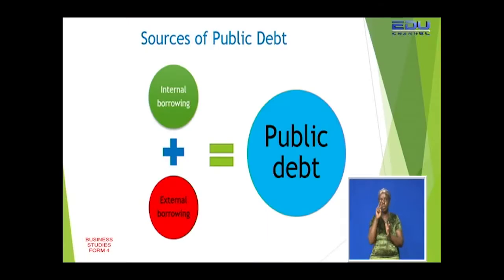Let us look at the chart below, the chart on our screen, which is showing us the sources of public debt, or rather, from where does the government borrow from? On the first circle, the two smaller circles, we have one which is green in color and another one which is red in color. The one in green is showing us internal borrowing. The one in red, external borrowing. Then all that borrowing put together gives us what we call public debt.